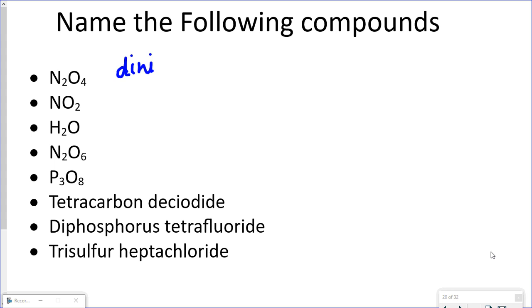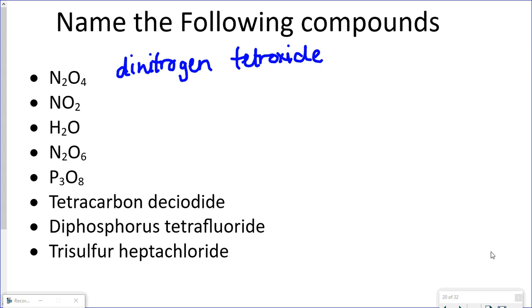And then O4, and remember the second element, we're going to change the ending to IDE. So O would be oxide, and since the subscript is 4, we need the prefix for 4, which is tetra. So this will be tetroxide. So that will be dinitrogen tetroxide. Sorry, there's a delay from my iPad to the screen.